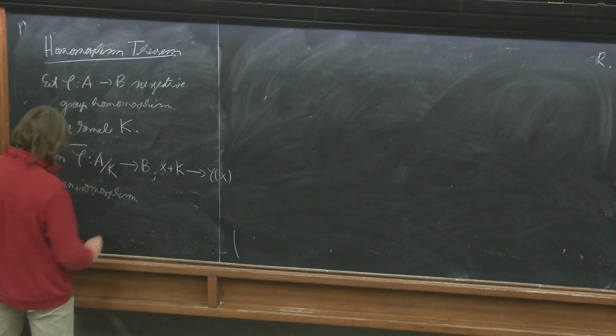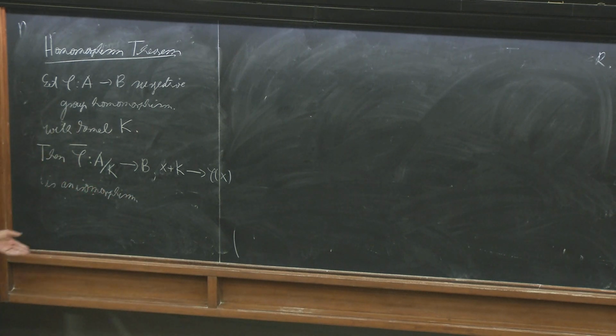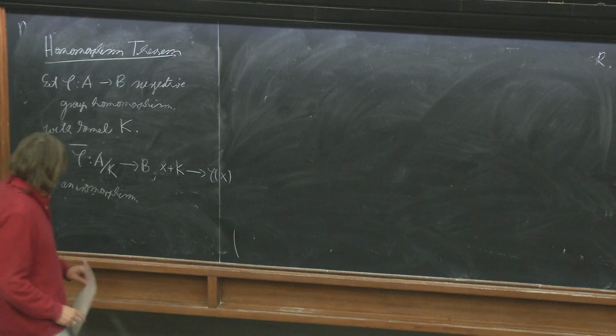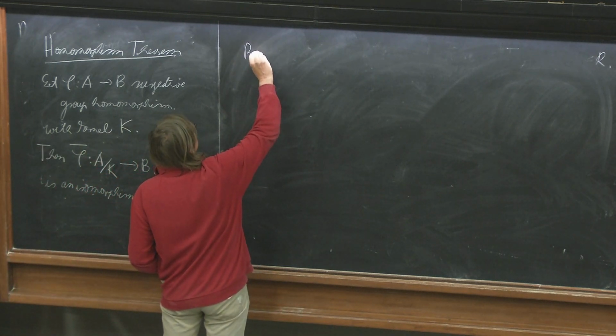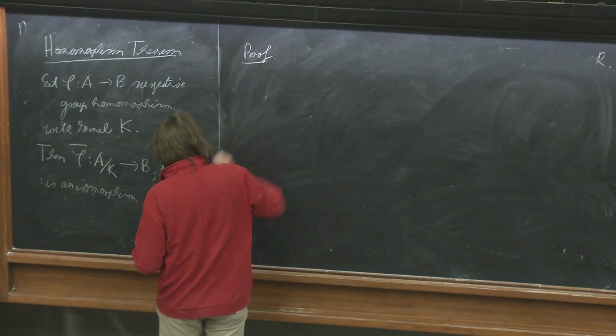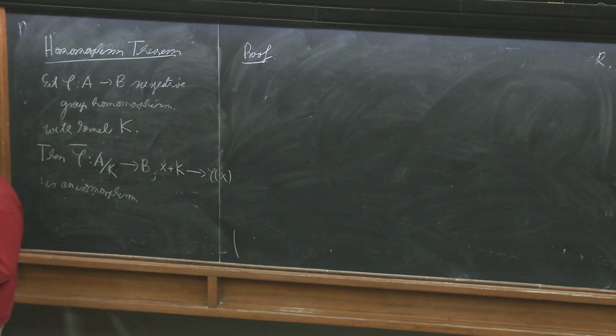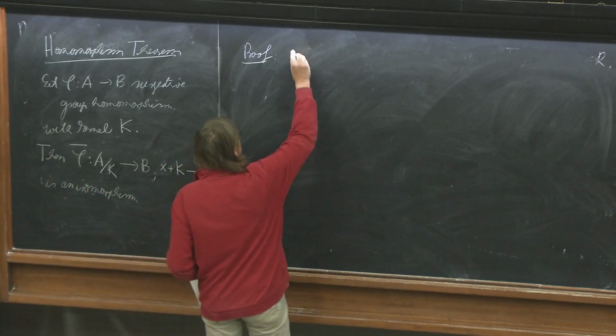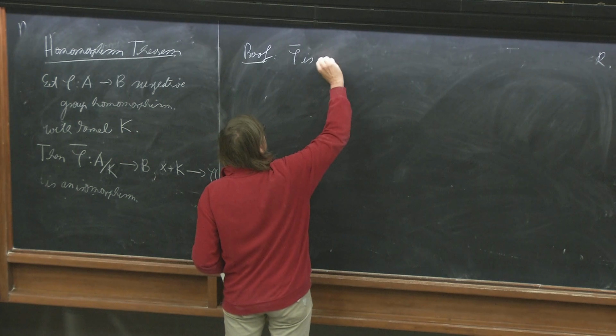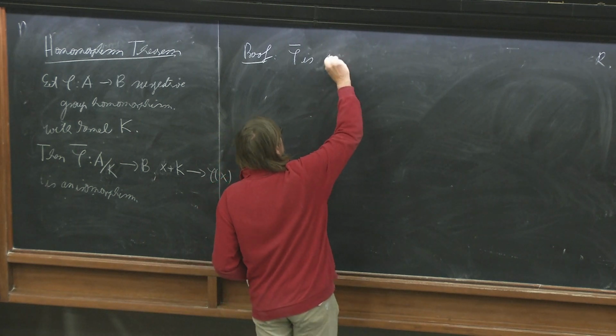I think I haven't directly introduced the word, but it's clear that I defined what a homomorphism is. An isomorphism is a homomorphism which has an inverse, which is the same as a bijective homomorphism. Okay, and so there's not much to show. First one has to see that phi bar is well defined and injective.